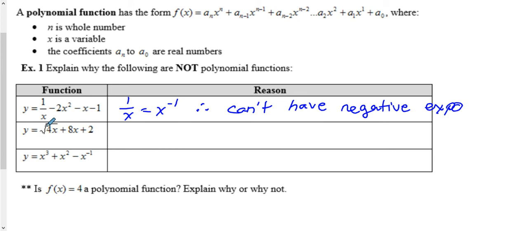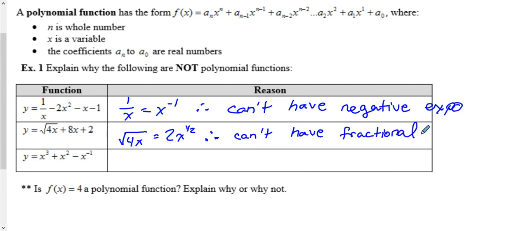In this next example here, if you take a look at this function, 8x squared is all good, but again, right at the beginning there, we have a radical. This square root of 4x, if you wanted to try to clean it up, let's see what we can do. Square root of 4x is going to be 2, because square root of 4 is just 2, and x here is now going to be x to the 1/2. So I just changed from radical back to an exponent. Well, again, 1/2 is not a whole number. Whole numbers have no decimals, no fractions. So therefore, this can't be a polynomial function because you can't have fractions. So really it's fractional exponents.